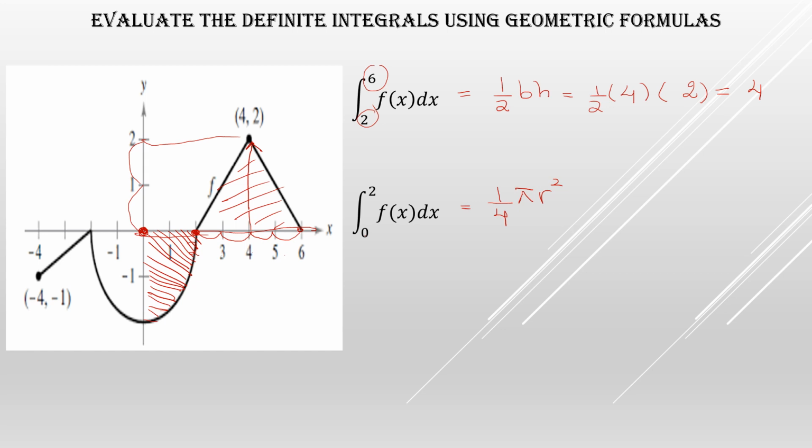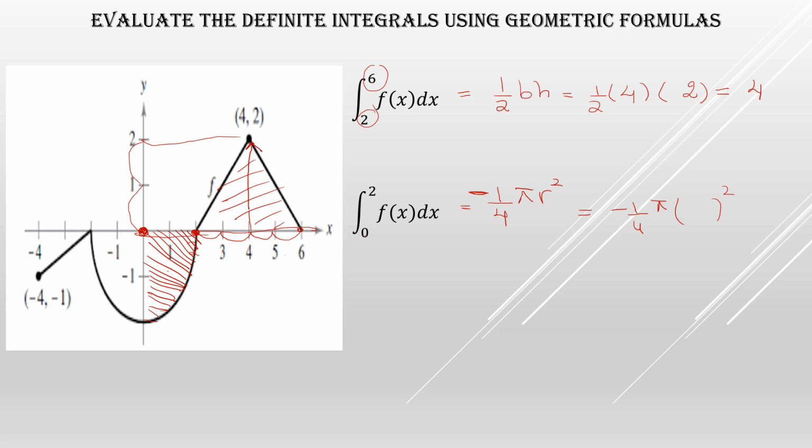Now there is one more important thing you have to notice: this quarter circle is below the x-axis. For that reason, you have to put a negative sign over here. Now write here negative 1 over 4 and pi. Now you have to find out what your r is.